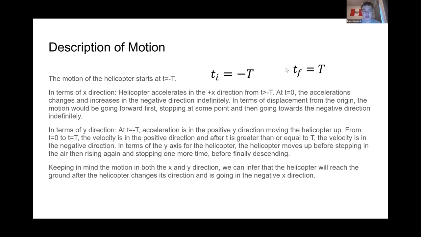And then to compound that in terms of the y direction, at little t equals negative capital T, acceleration is in the positive y direction, which would be moving the helicopter upward from its initial position. And then from t equals 0 to little t equals capital T, the velocity is in the positive direction. And then once little t becomes greater than or equal to capital T, the velocity will then be in the negative direction. In terms of the y-axis, the helicopter would move up before stopping at some point in the air, rising again, and then stopping one more time before it finally starts to descend and come down.